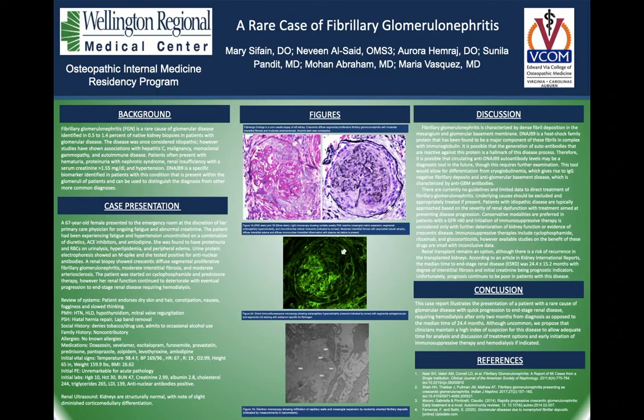Fibrillary glomerulonephritis is very uncommon. About 0.5 to 1.4% of biopsies result in this diagnosis, and it was once considered idiopathic, although there are some more recent associations with Hep C, monoclonal gammopathy, malignancy, and autoimmune disease. Typically, patients present like ours with a nephrotic type of picture, renal insufficiency, hypertension.